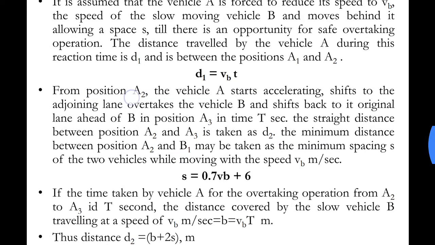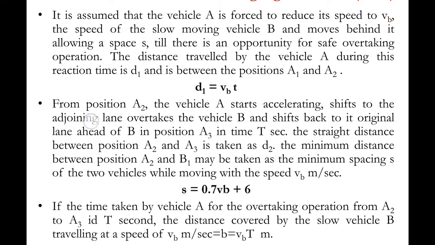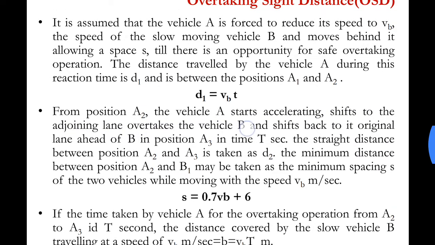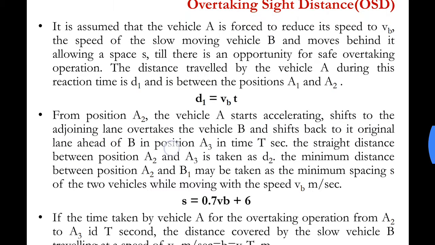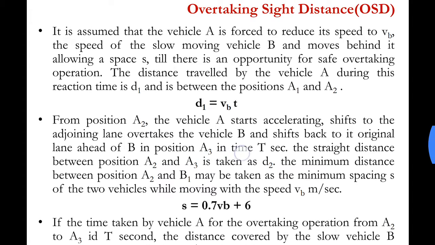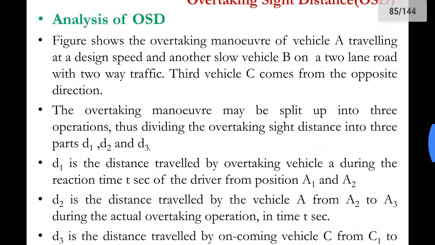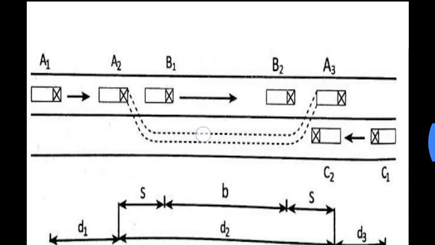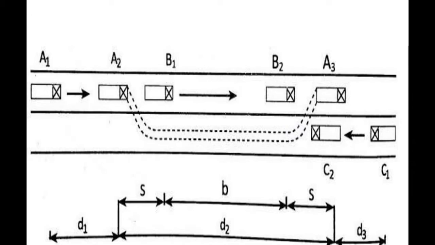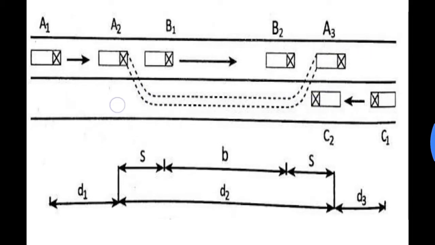From position A2, the vehicle A starts accelerating, shifts to the adjoining lane, overtakes the vehicle B and shifts back to its original lane ahead of B in position A3 in time T. This is capital T. A2 goes to the other lane, overtakes the vehicle and then comes back to the lane at A3 in time capital T.